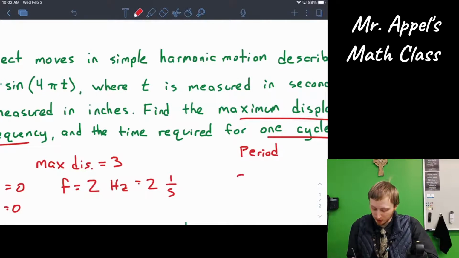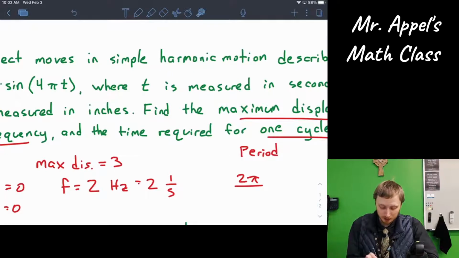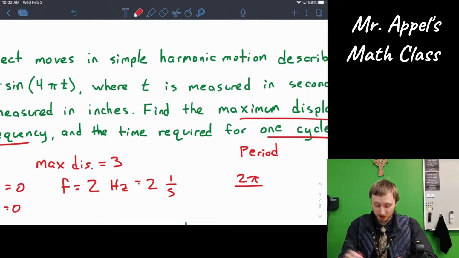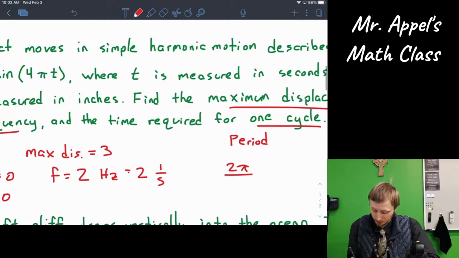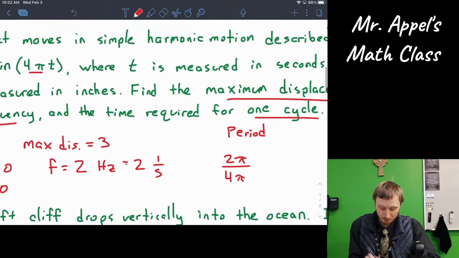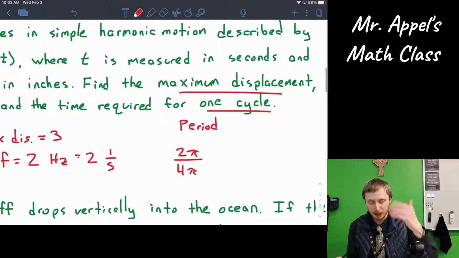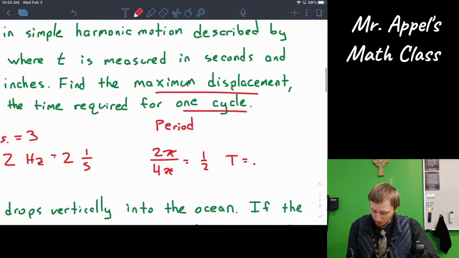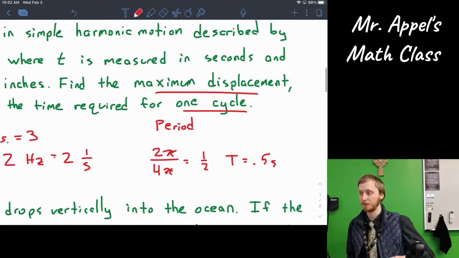The default period is 2 pi, except we multiplied inside the x. Oh, it's inside parentheses, so it does the reverse, so it divides things. So to undo that, we're just going to take 2 pi divided by whatever we multiplied there. In this case, it was 4 pi. 2 pi divided by b gives us our period. In this case, pi's cancel out, and 2 over 4 is 1/2. So T equals 0.5 seconds.